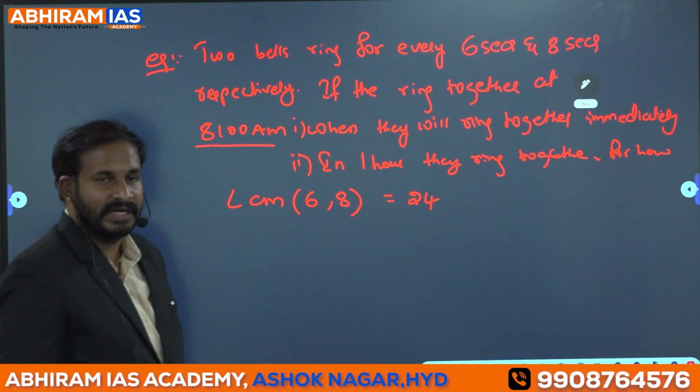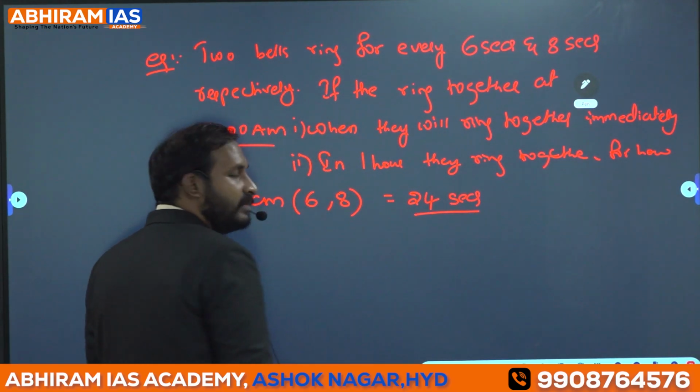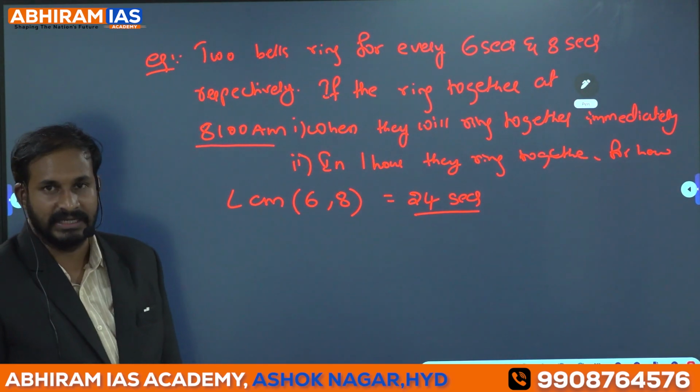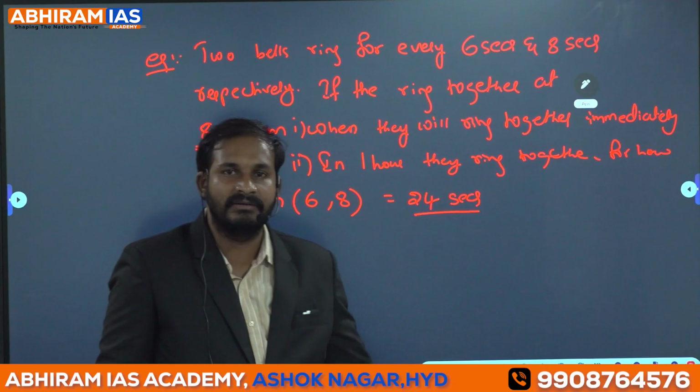LCM of 6 and 8 is 24. That means for every 24 seconds, the two bells will ring simultaneously. Now, at 8 a.m. they are ringing together, right? Now tell me when immediately they will ring once again.